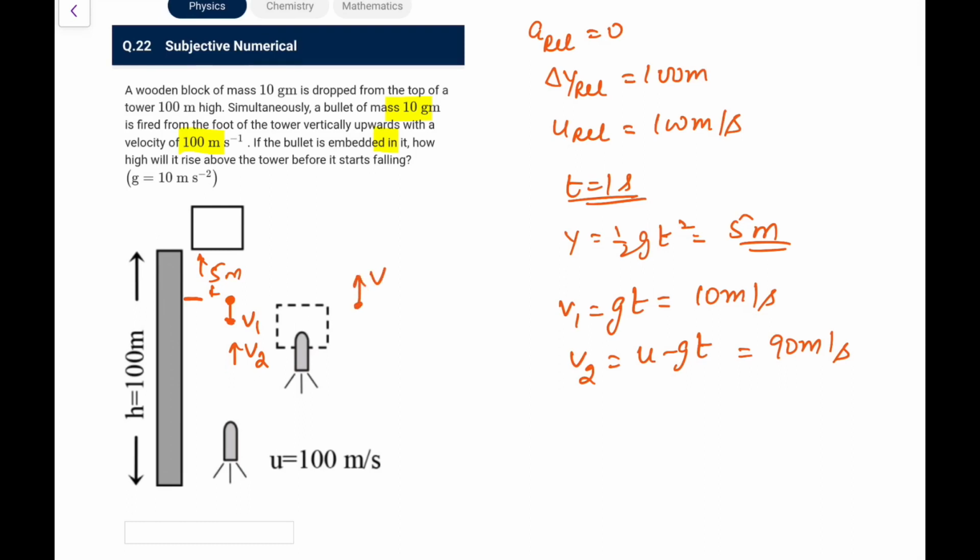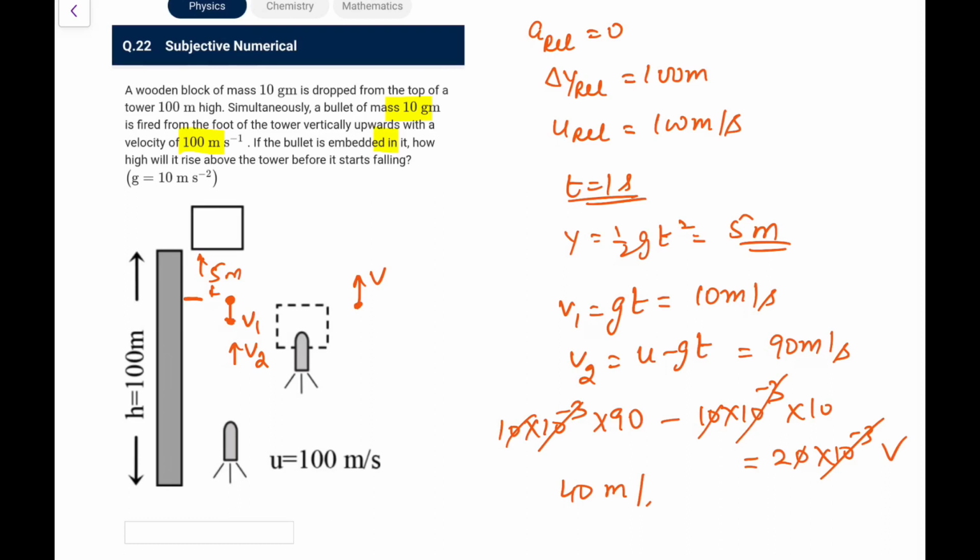Applying momentum conservation, what I can write, what we have, bullet mass is 10 grams, so 10 into 10 to the power minus 3 into 90, taking upward as positive, and this would be minus. Now this block is also 10 grams, so 10 into 10 to the power minus 3 into 10, that would be equal to total mass 20 into 10 to the power minus 3 into v. So this 000 goes, 90 minus 10, 80 by 2, that is 40 meter per second. So velocity is 40 meter per second.